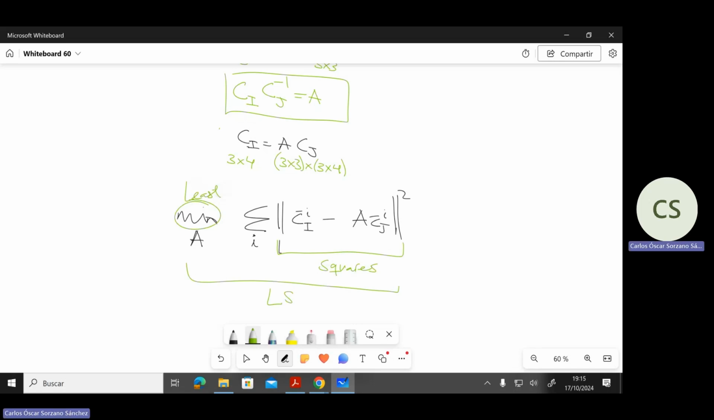You can also formulate this in this way. So now here we have two vectors. Now I will use these matrices. So what you want is the minimum of this norm, C_I minus A C_J. Now these are matrices. This is called the Frobenius norm. This F comes from Frobenius.